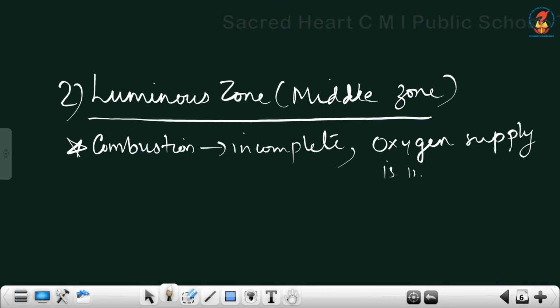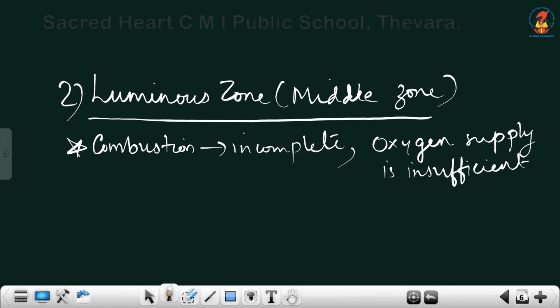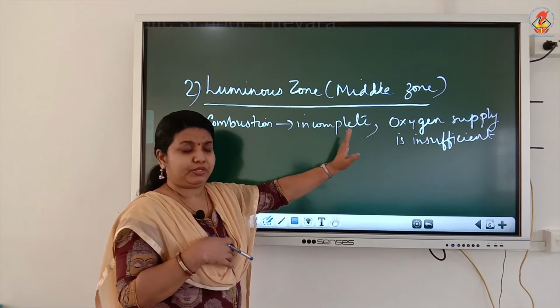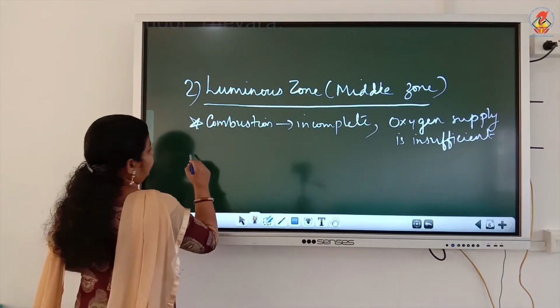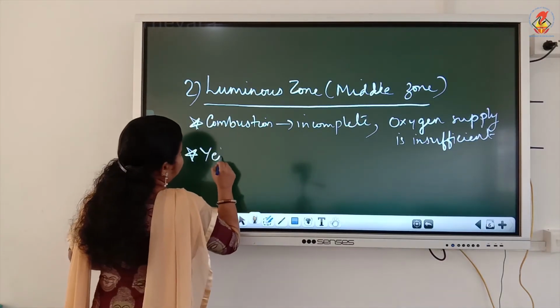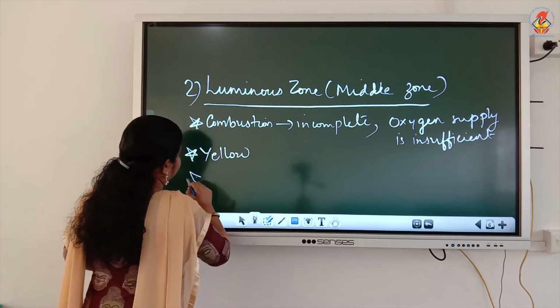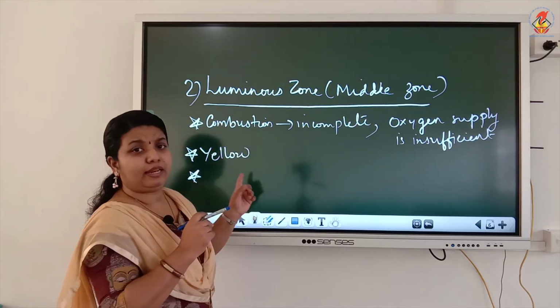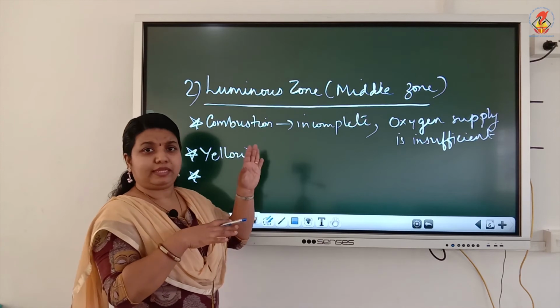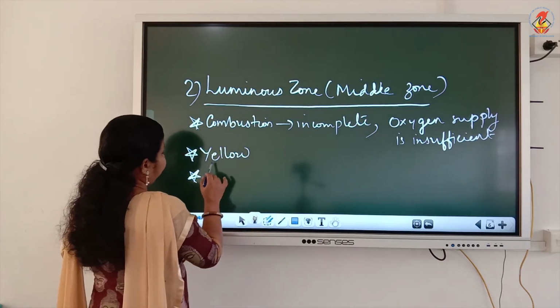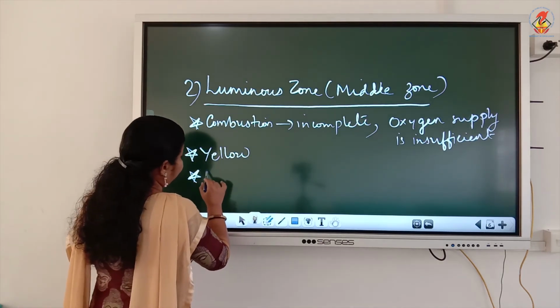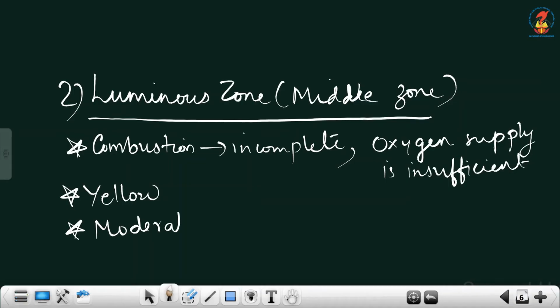is insufficient. So in the middle zone, sufficient oxygen supply is not there because it is the middle part of the flame. So enough oxygen supply is not there, so the combustion is incomplete. The color of the flame is yellow. That's what I told you, 75% of the candle flame is yellow in color. 75% is in the middle zone, yellow color. Then what about the degree of hotness? It is moderately hot. Why?